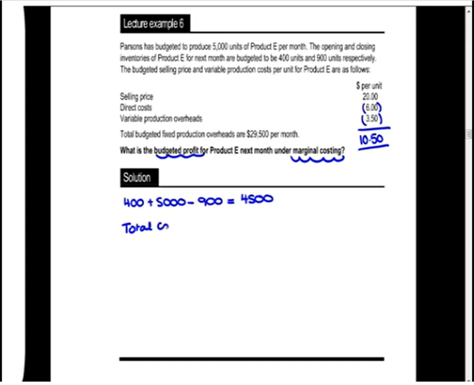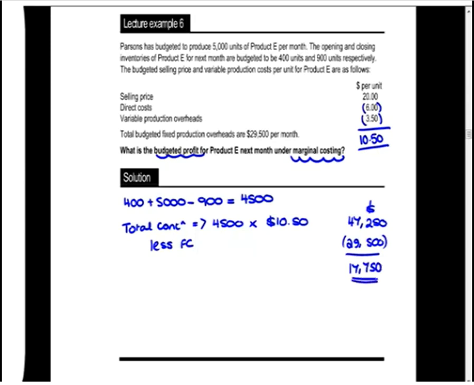So our total contribution is 4,500 units times $10.50. So contribution is going to be 47,250. To get to profit, we take off the fixed costs of 29,500, and that gives us profit of 17,750. Watch out for questions, because sometimes they'll ask for budgeted profit and sometimes they'll ask for budgeted contribution.